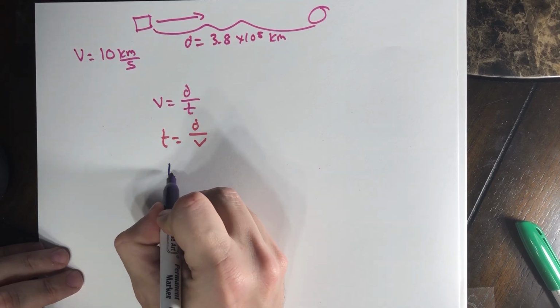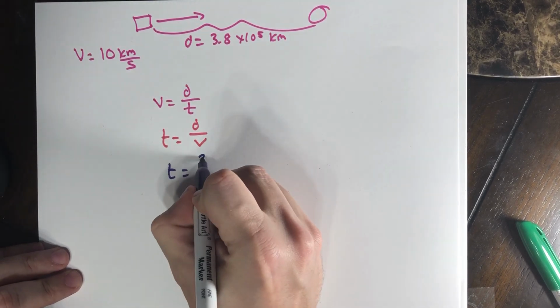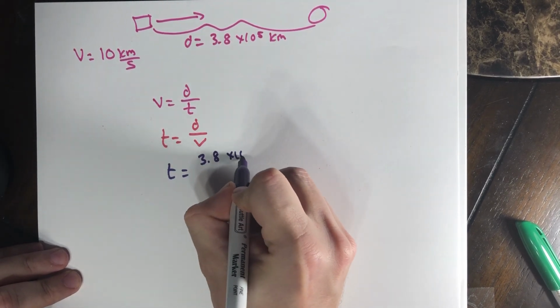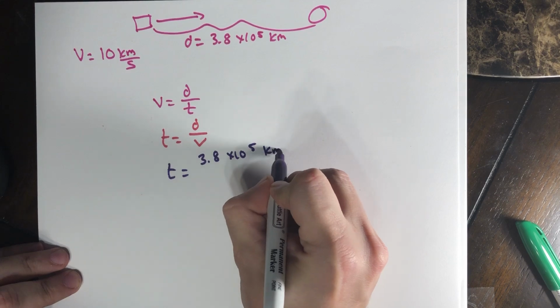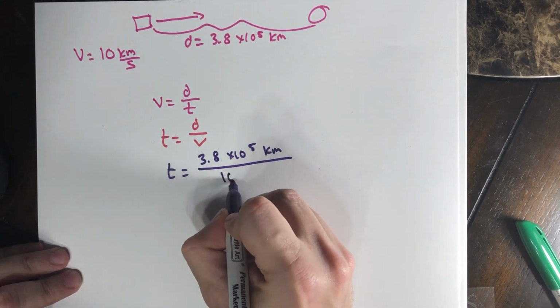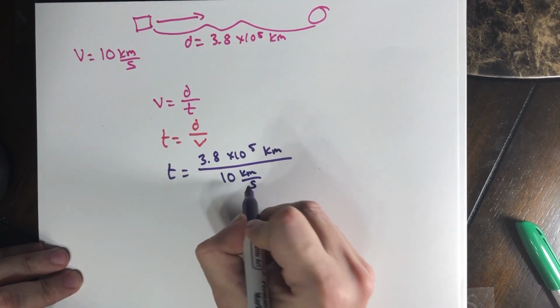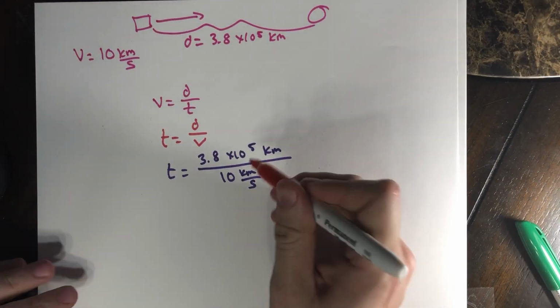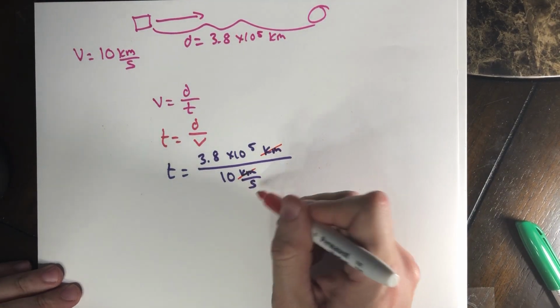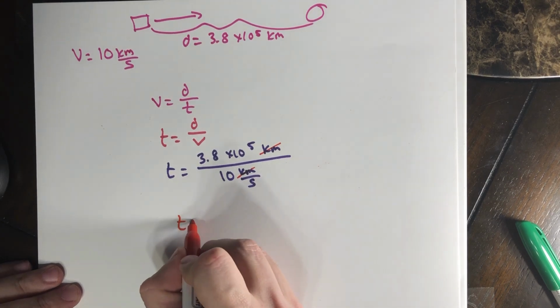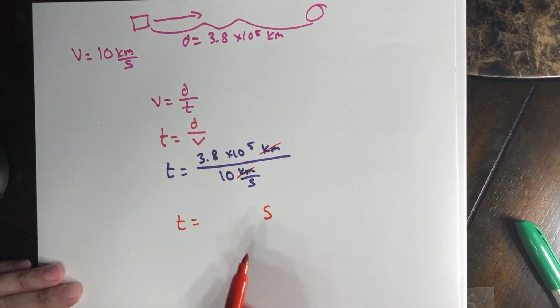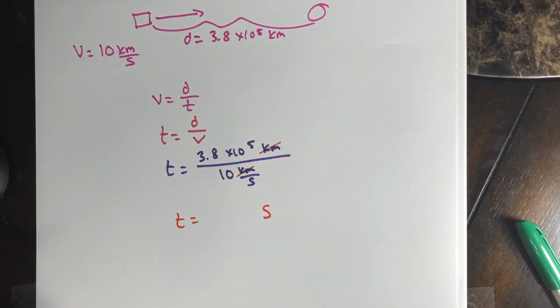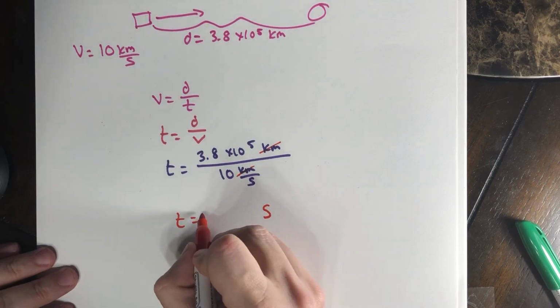So if we do this, we're going to do time equals our displacement, which is 3.8 times 10 to the 5th kilometers, divided by 10 kilometers every second. When we do our division, our units are going to cancel out. So kilometers is going to cancel with kilometers. This is going to go to the top. So our final answer is going to be in seconds. So that should just end up being 3.8 times 10 to the 4 seconds.